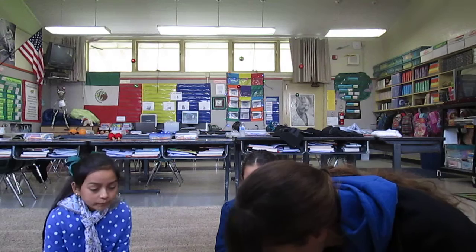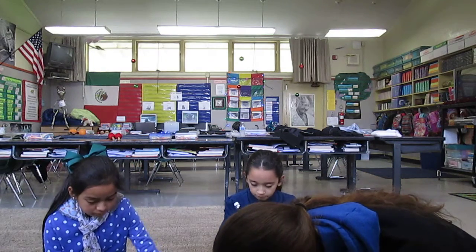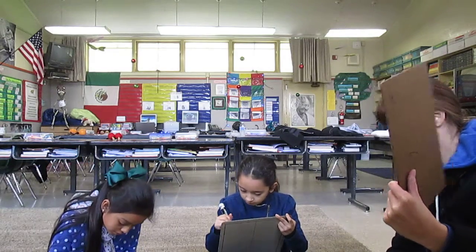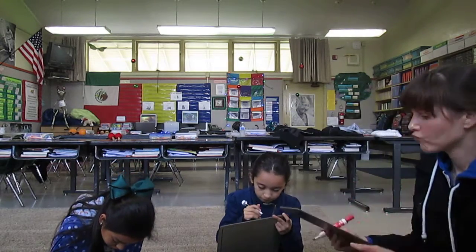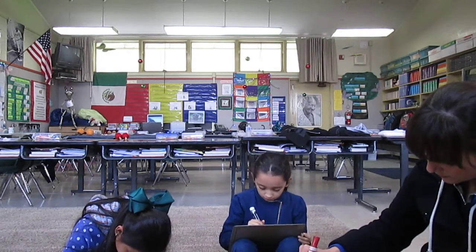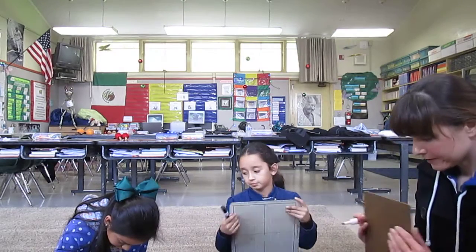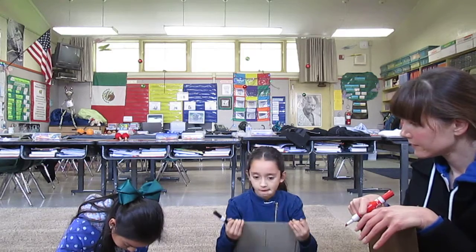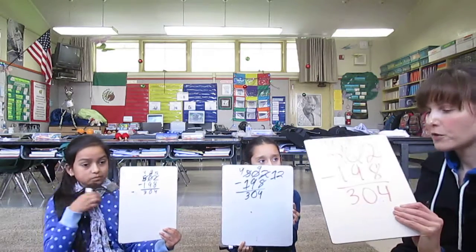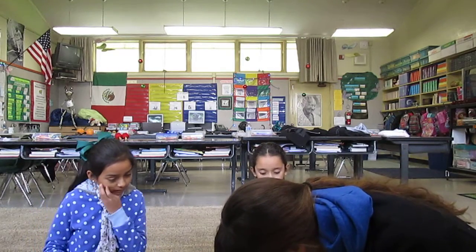Thank you. And next, I'd like you to do 502 subtract 198. So we have 502 subtract 198. And on the count of three, 1, 2, 3. 304. You gotta subtract across the zeros, which both of you did. Good work. Let's do one more subtraction problem and then we'll move on.